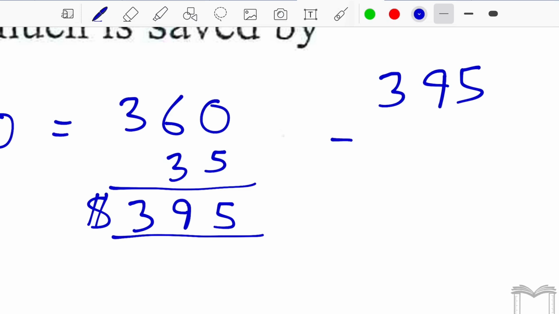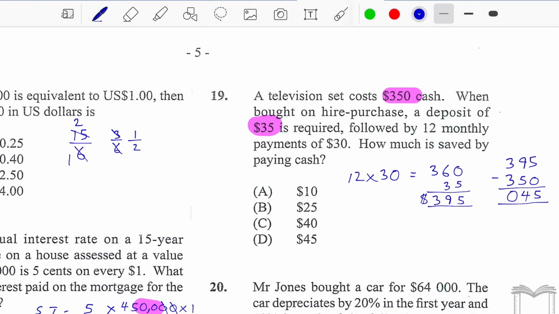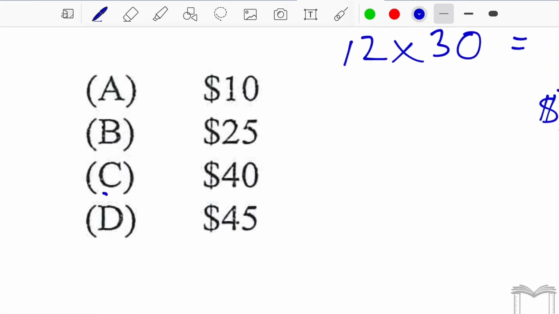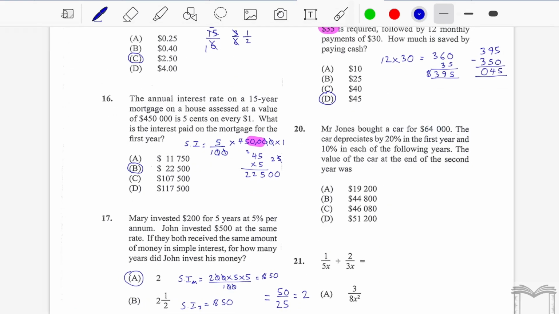$395, the hire purchase, take away the cash price, will give us a difference. 5 take away 0 is 5. 9 take away 5 is 4. 3 take away 3 is 0. So that's $45. So that's D. D is your correct answer.